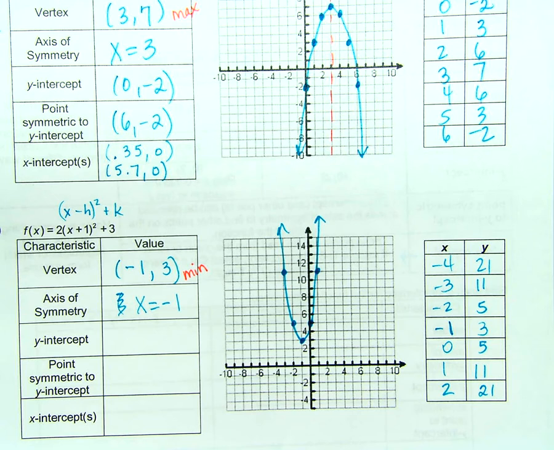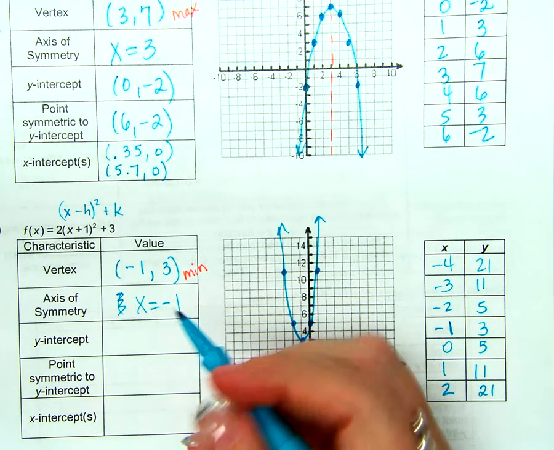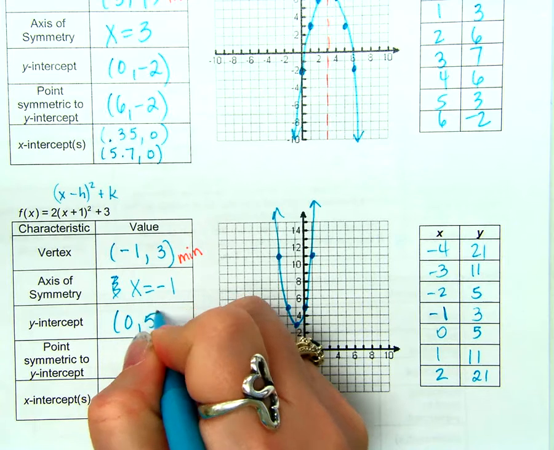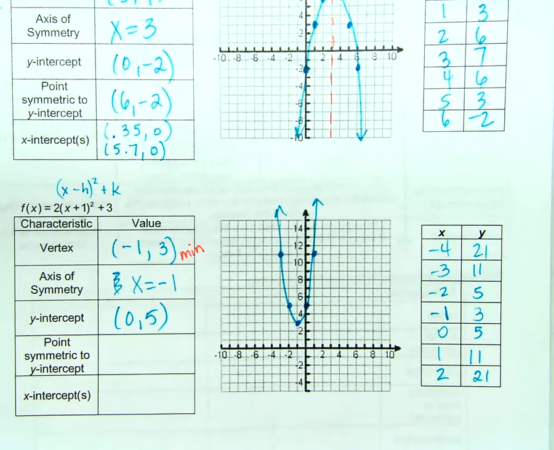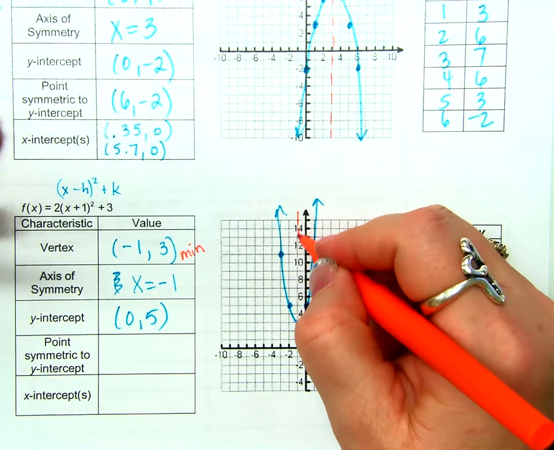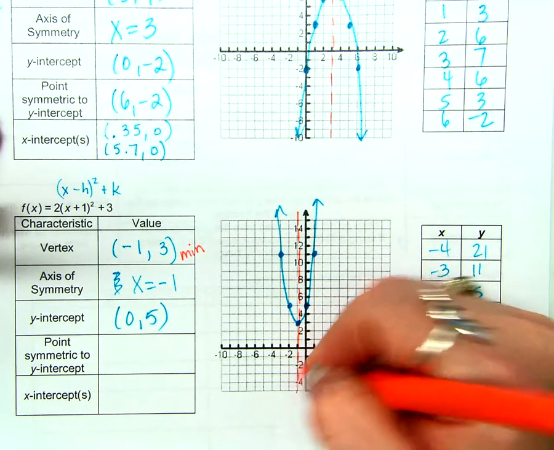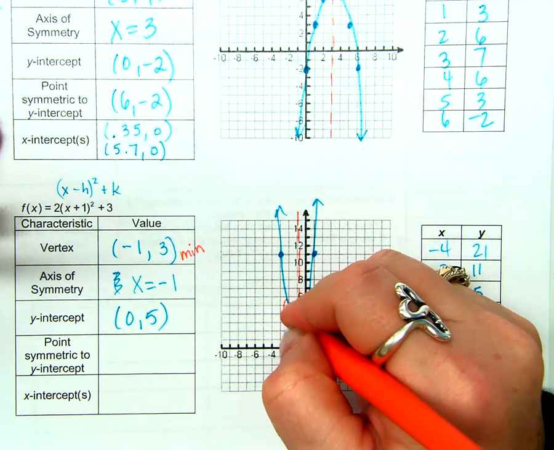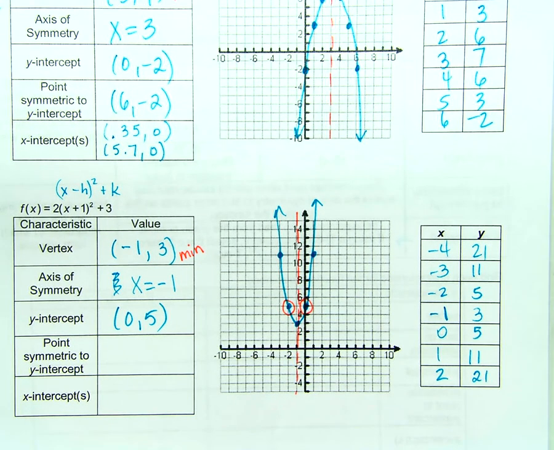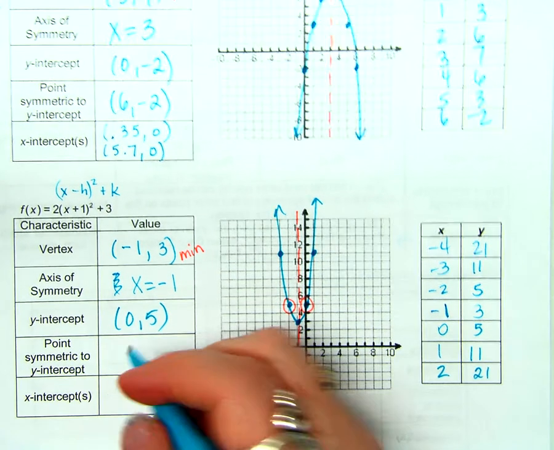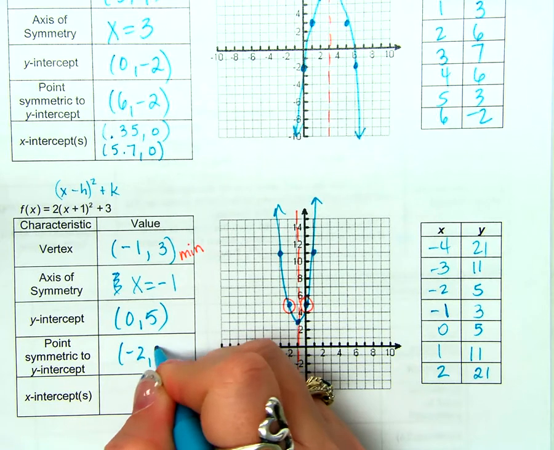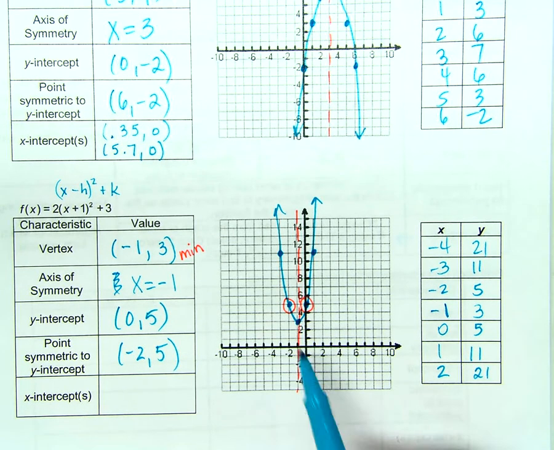So what do you have for a y-intercept? 0, 5. Okay. What about a point symmetric to the y-intercept? Are any of you still needing to draw the axis of symmetry? If you are, please do it. If not, that's fine too.